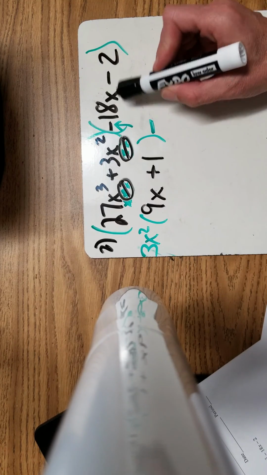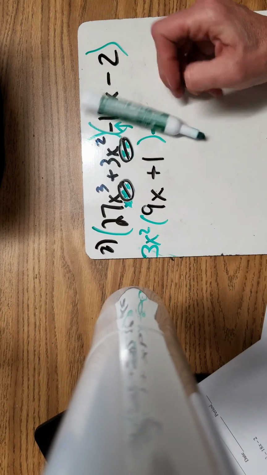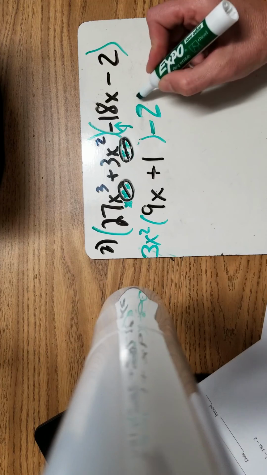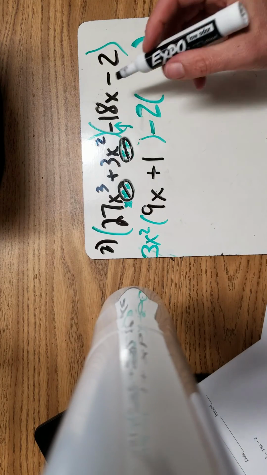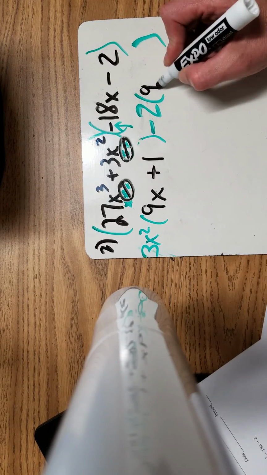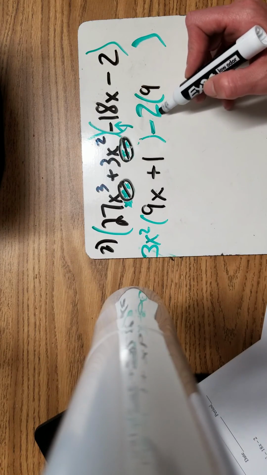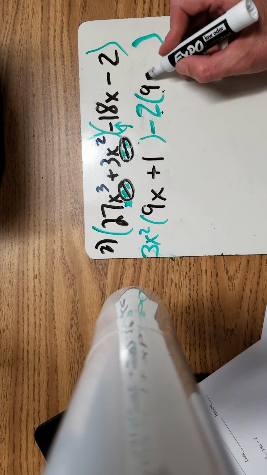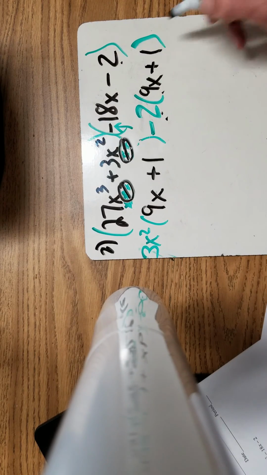The biggest possible number that goes into 18 and 2 is 2. So I'm going to divide out a 2 from both terms. They do not have variables in common. So 18x divided by 2 is 9, and actually it's divided by a negative 2. So negative 18 divided by negative 2 is positive 9x. Negative 2 divided by negative 2 is positive 1.